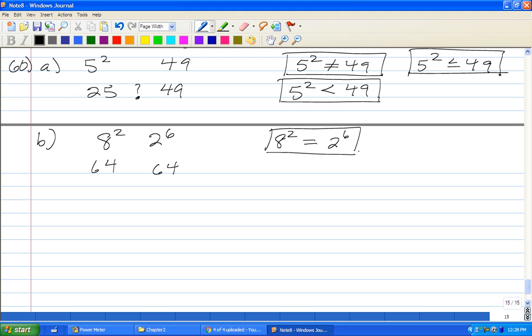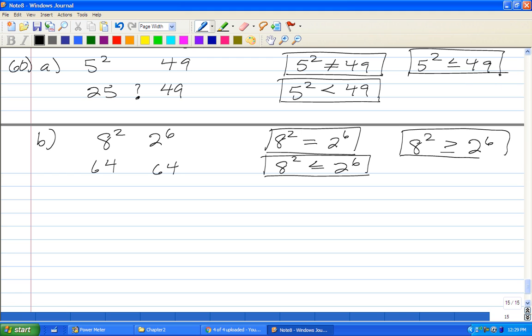It's not true that they're not equal. It's not true that 64 is less than 64, but 64 is less than or equal to 64. 64 is not greater than 64, but 64 is greater than or equal to 64. And so these three statements are true. Let me do part C.